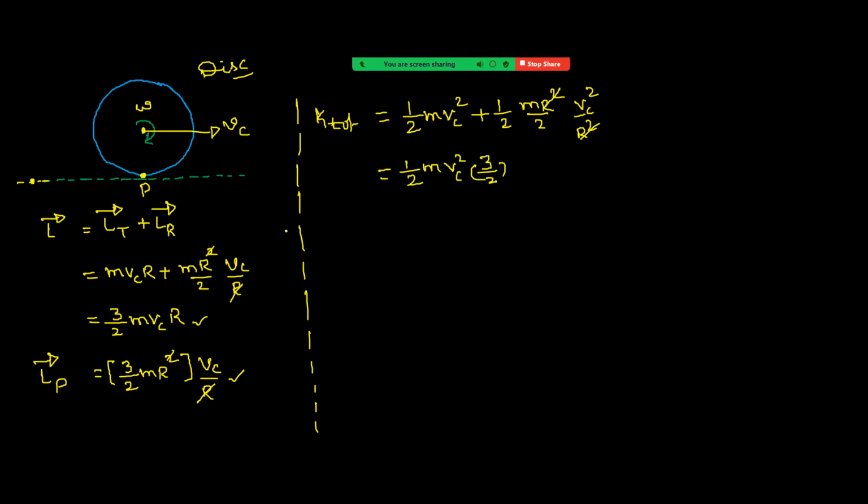Now same thing, we are taking about point P. It is in pure rotation. Then total kinetic energy equals half I omega square. I value 3 by 2 mr square. Half I omega square, omega square is now Vc square by R square. So both are same. So like this, when we want to calculate angular momentum or kinetic energy, we can take directly about one axis, about which it can be taken as a pure rotation.